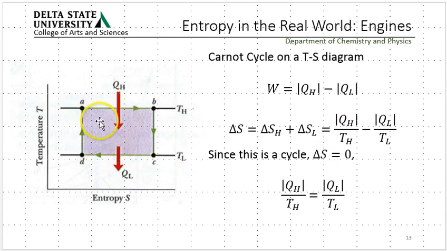The change in entropy here is the change in the entropy in the hot side, change in entropy to the low side, right? QH over TH minus QL over TL. But since it's a cycle, we start at state A, we go around, and we end up back at state A. Because it's a cycle, QH over TH equals QL over TL. All right, these are equal. Total heat coming in, total heat going out, temperature at the high side, temperature at the low side.